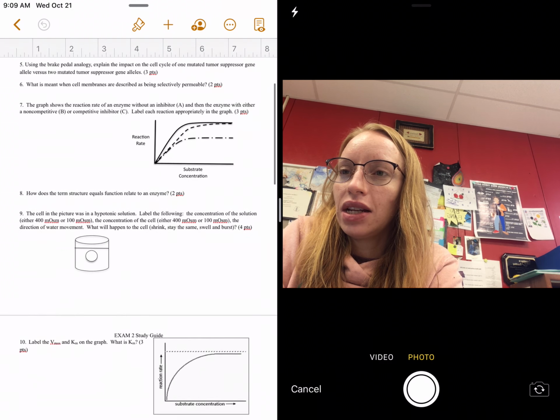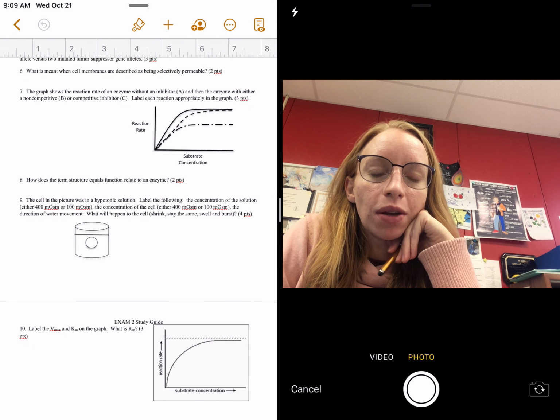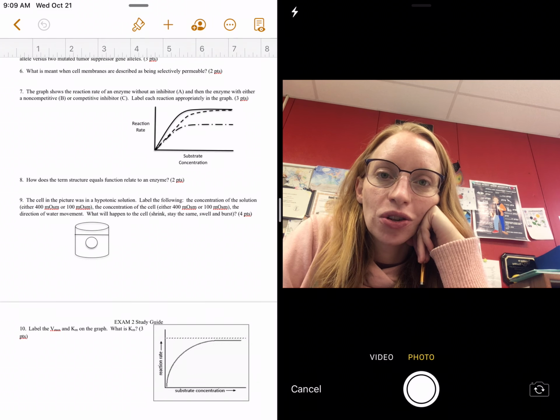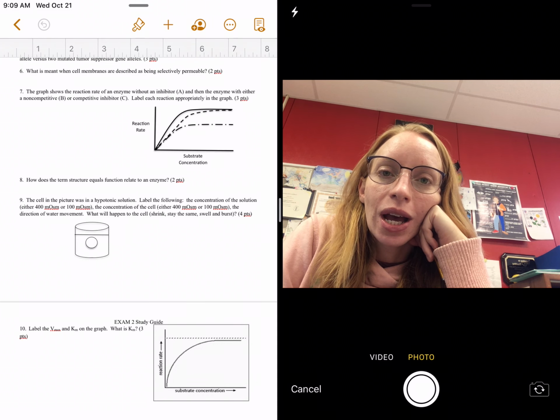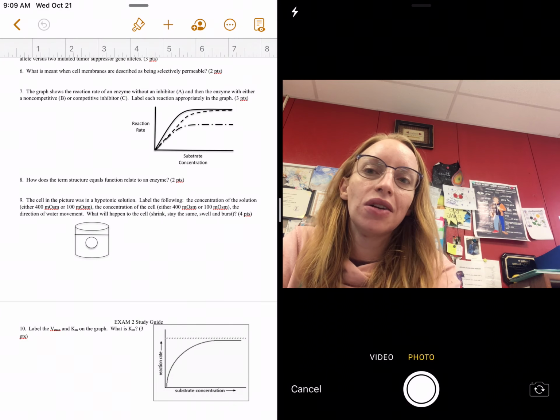Another one that I didn't go through. What is meant when cell membranes are described as being selectively permeable? I kind of discussed this in the first question, but it's just the fact that because of the structure of the phospholipid bilayer, the membrane only lets certain things in and keeps other things out. So it regulates what enters and leaves the cell.